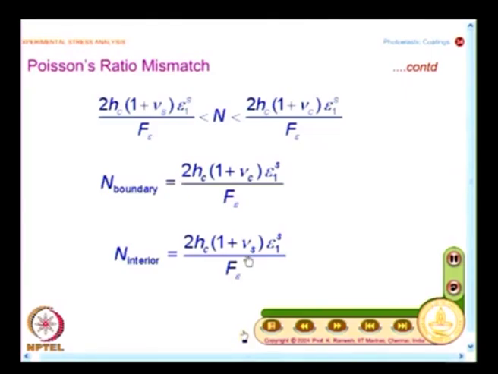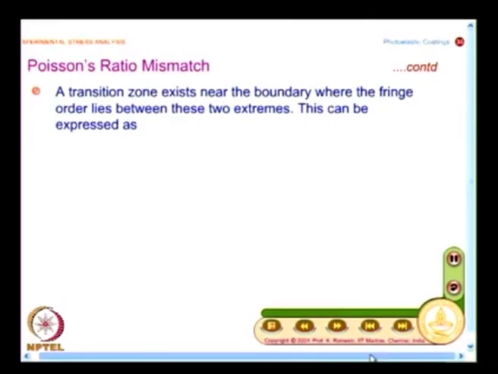So, what you need to recognize is Poisson's ratio mismatch can give problems, whether the problem is significant or not is what you will have to look at, and people have also done systematic experiments and then established how you can accommodate the Poisson's ratio mismatch.